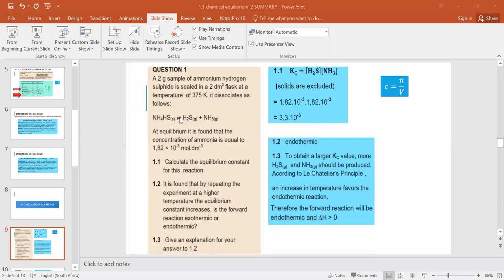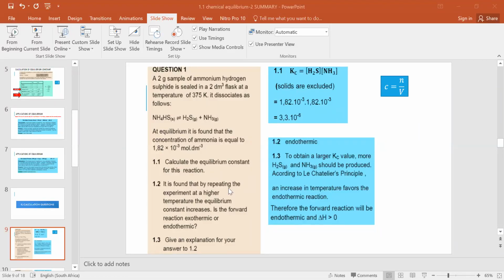If the mole ratio between this one and this one is 1:1, this one is also 1:1. So if 1.82 times 10 to the power of negative 3 moles of this one is produced, this one is going to be 1.82 times 10 to the power of negative 3 moles, okay? And if the volumes are the same, it will give us the same concentration, okay? So the same amount of moles will be produced, and the concentrations will be the same at equilibrium. So concentration ratio is equal to mole ratio. That is why their concentrations are equal.